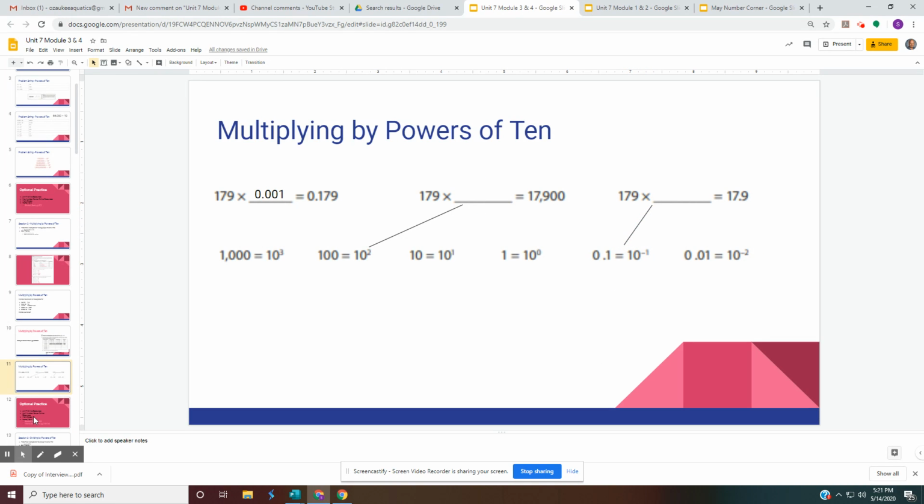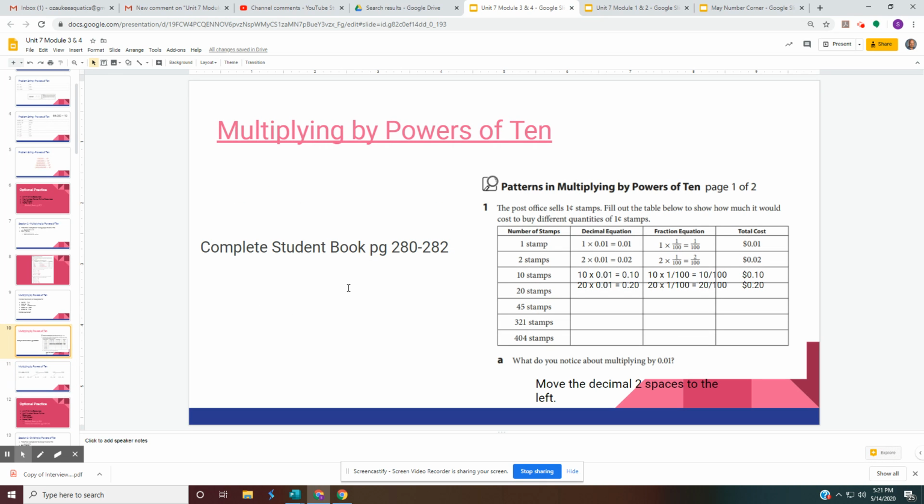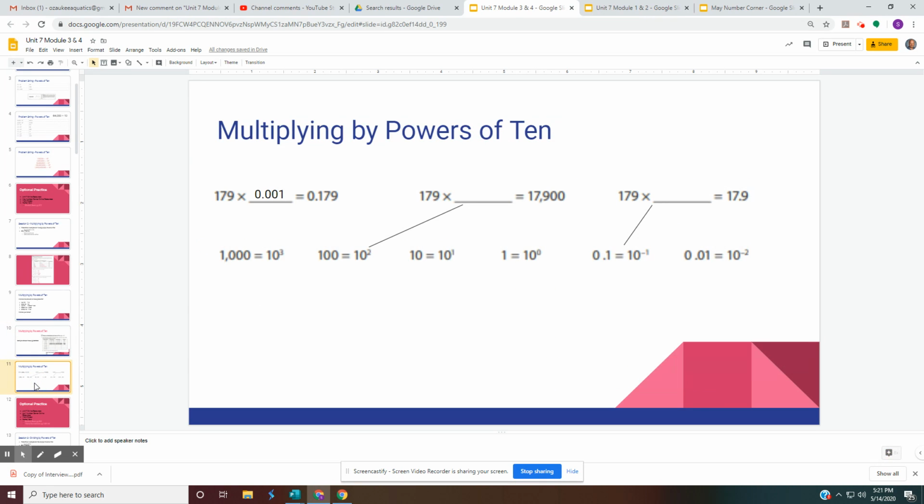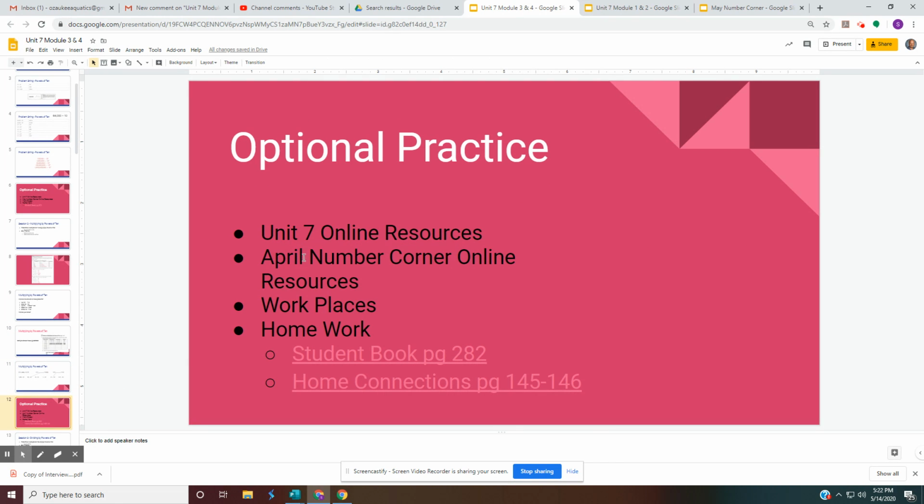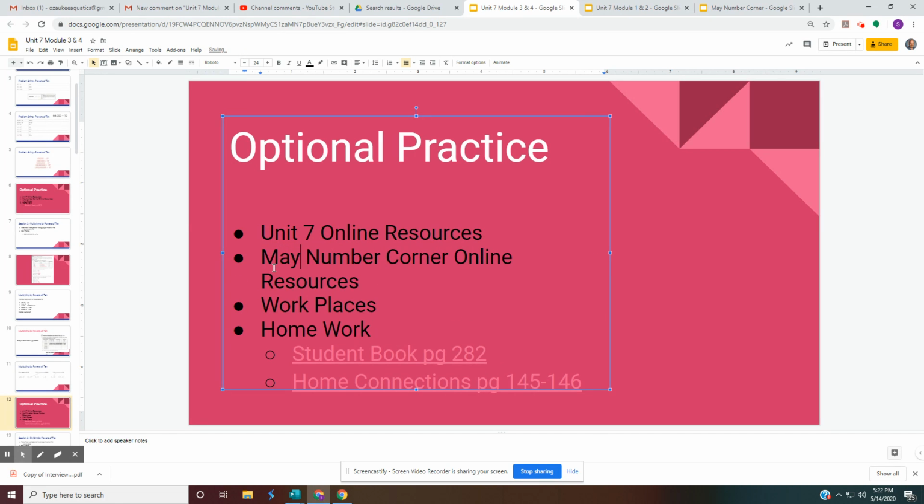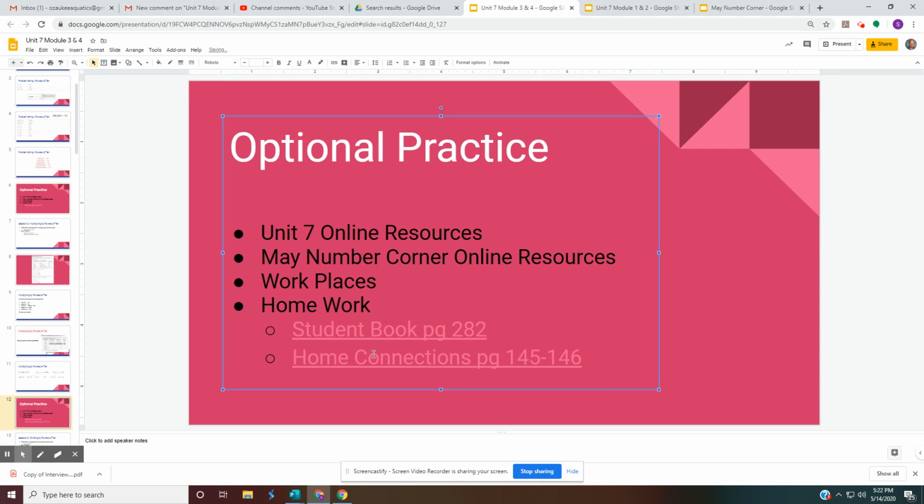Great. All right. So now that you're done with pages 280 to 282, we talked about multiplying by powers of 10. Make sure that you complete your homework for today. Do a little workplace work and have fun with that. Your homework for today is student book pages 282 and home connections pages 144 and 145.